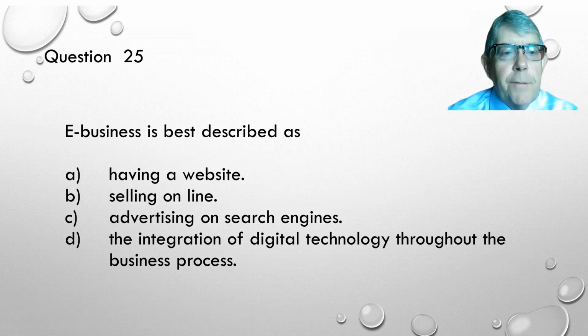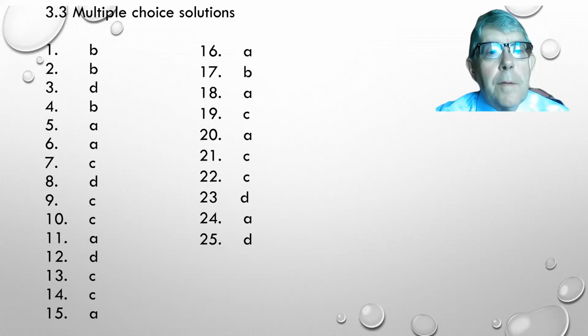Final question, 25. E-business is best described as A, having a website. B, selling online. C, advertising on search engines. Or D, the integration of digital technology throughout the business process. That brings us to the end of the marketing section. So let's just check the multiple choice answers.